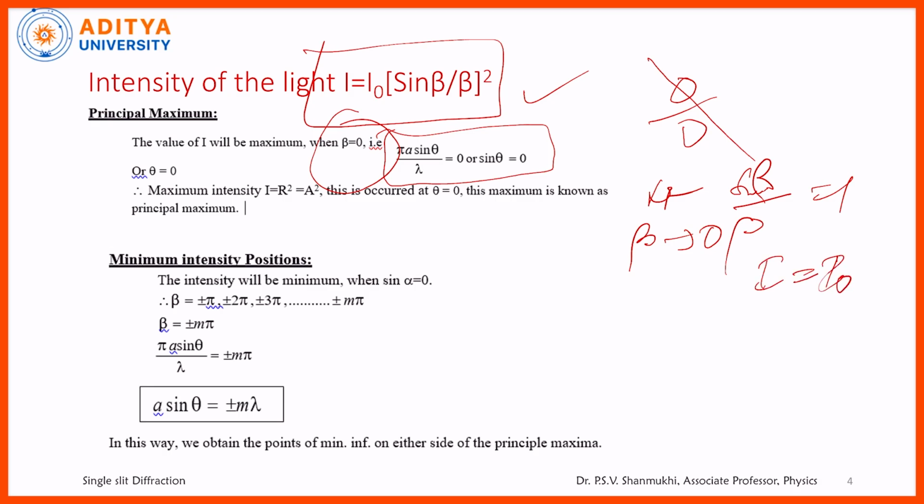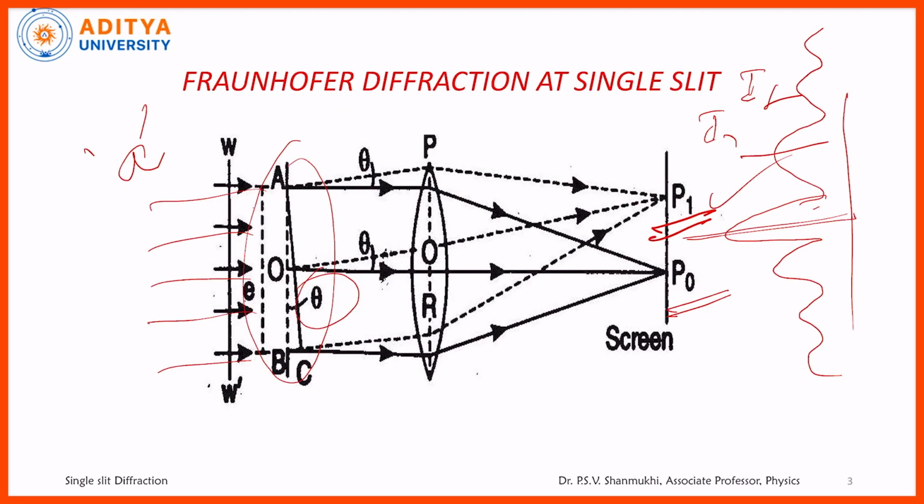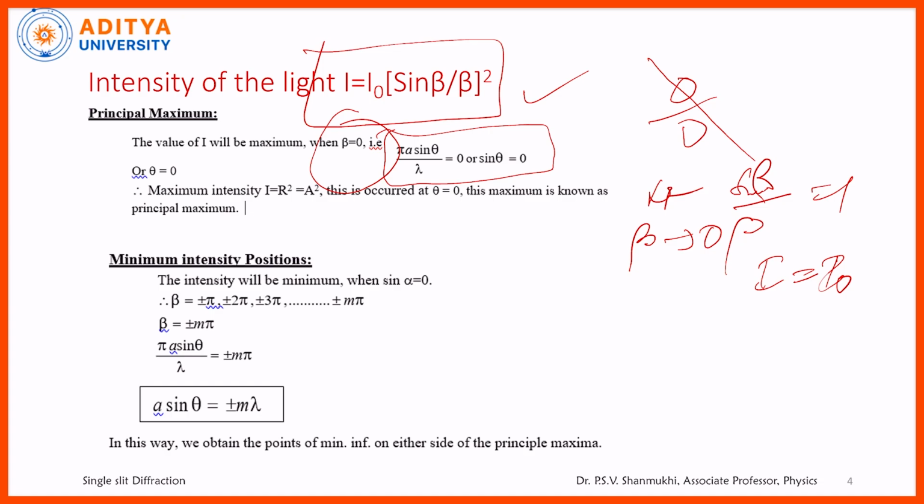So if beta is equal to 0, we get I is equal to I naught, which is the maximum, representing the central maximum. As beta values or theta values are taken on the x-axis, at beta is equal to 0 we get the maximum intensity. The central maximum position is clear. Coming to the positions of the minima, let us take those first.